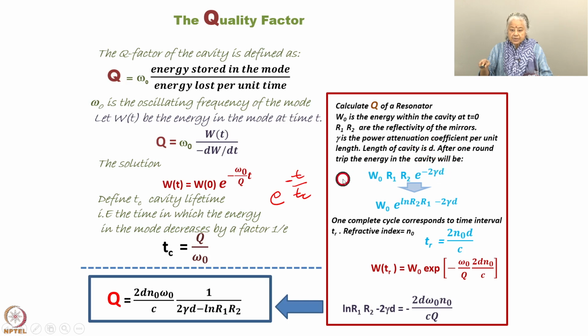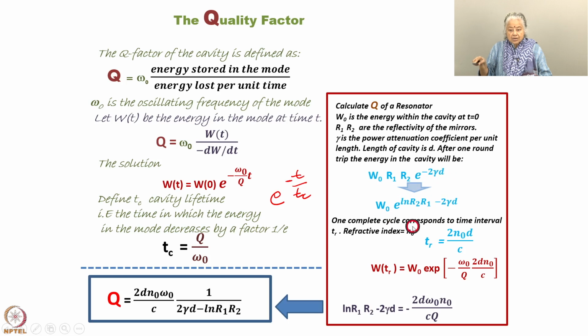After one round trip, the energy in the cavity will be W0, which was the initial energy. It will get lost at mirror 1 at a rate of R1. It will also be lost at mirror 2, at a rate R2. There are some losses in mirror 1, some losses in mirror 2, and in general loss because of the gamma factor, the power attenuation e to the power minus 2 gamma d. This expression will look very familiar to you because it has been derived previously. So, this gives you the loss in energy.